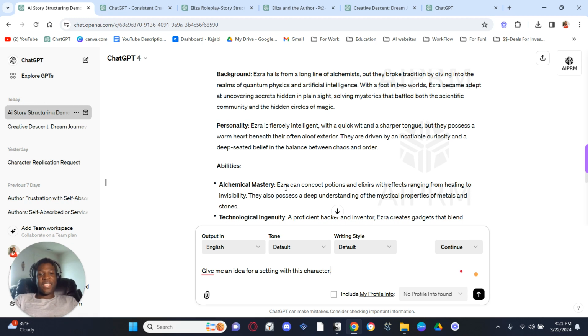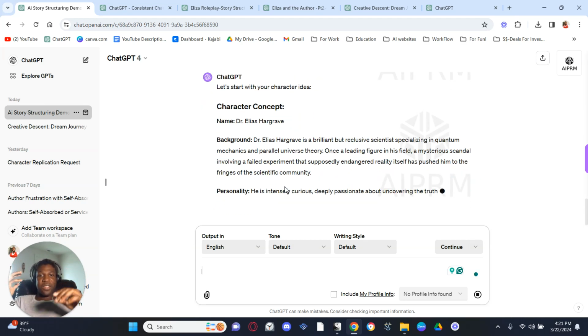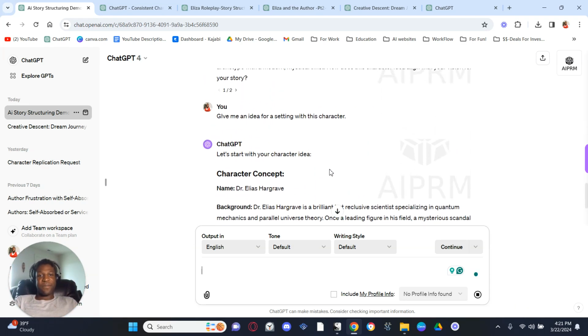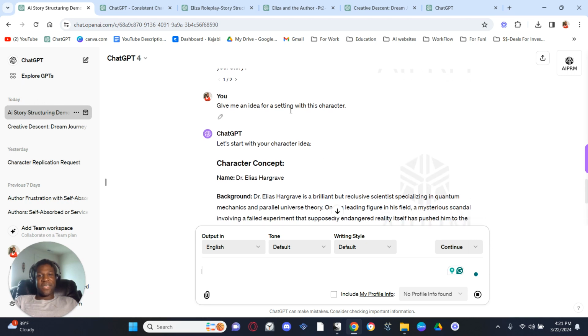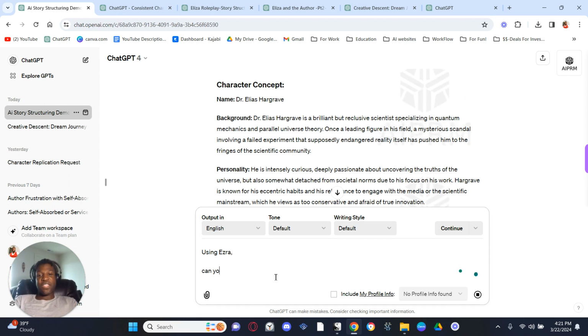When we talk about setting, we have our character, now we have our setting. So Ezra is still at the character concept stage. I said, give me a setting with this character, and it gave me another character. So I said, using Ezra. See, this is why an AI is not going to be able to, all right, you didn't understand what I said. But using Ezra, can you make a compelling world and setting he lives in?